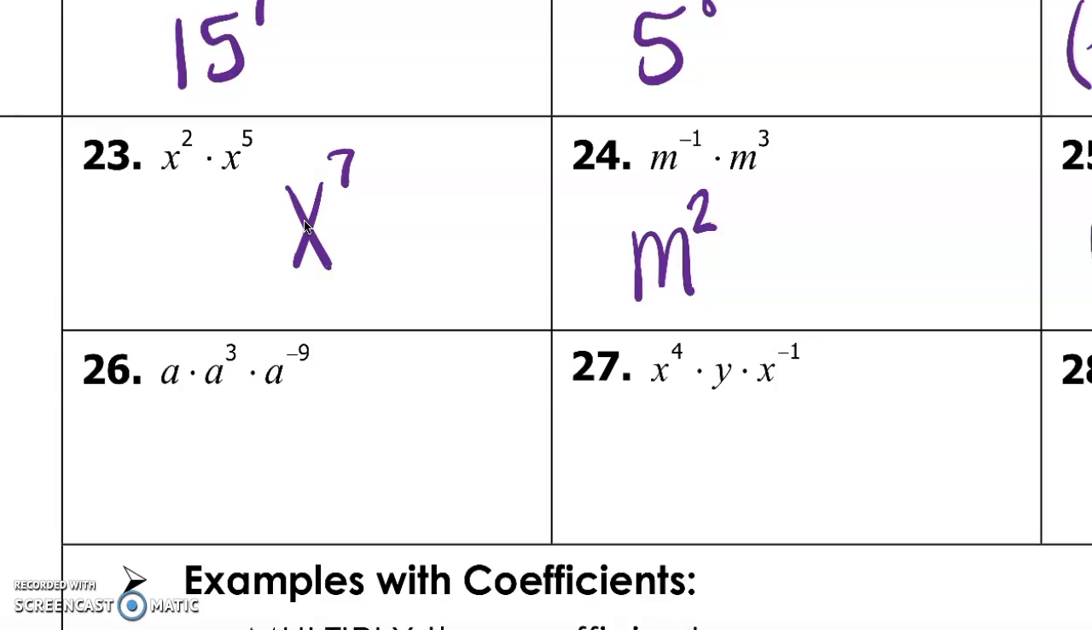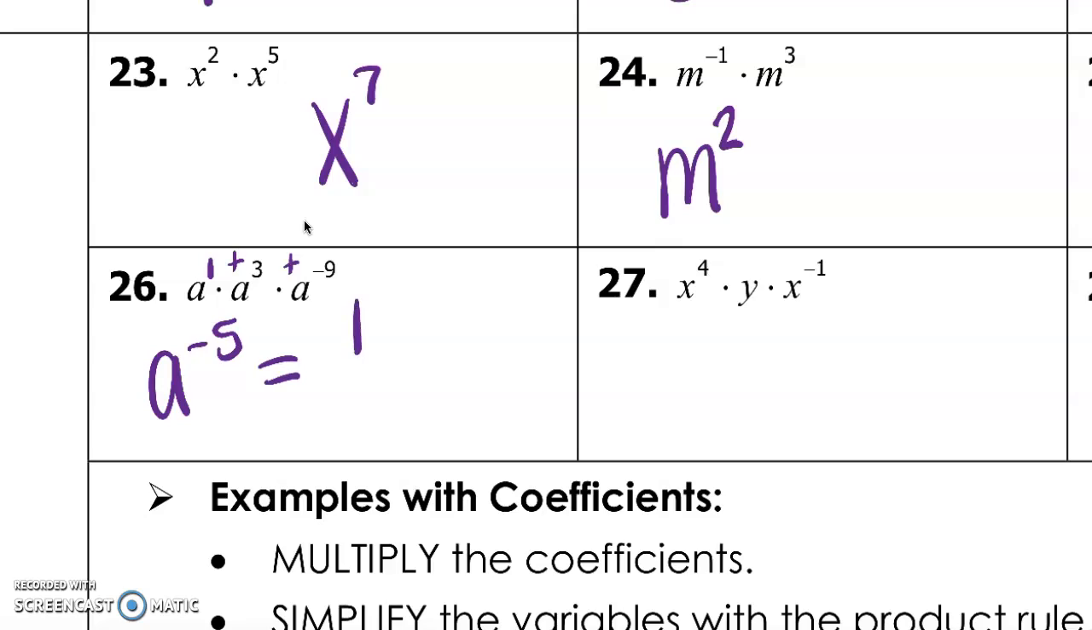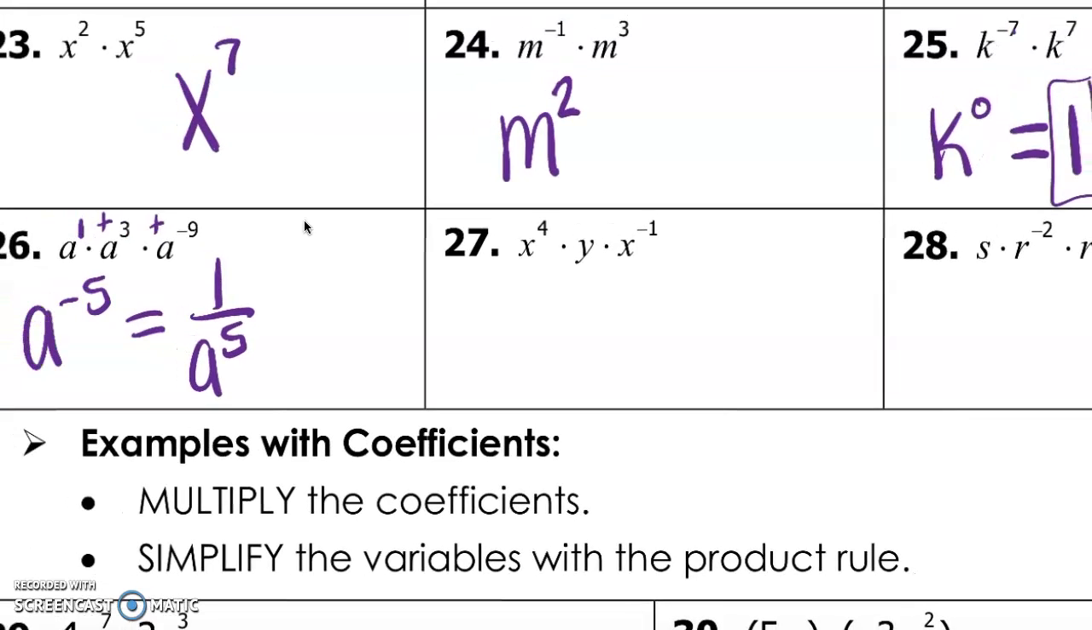26, we have more than 2, but it's the same rule. 1 plus 3 plus -9 gives us a to the -5. Again, we cannot have negative exponents, so 1 over a to the +5. 27 has two different variables, so you can only combine the ones that match. So in that case, these are x's. So that becomes x to the third, and then the y just goes with it.